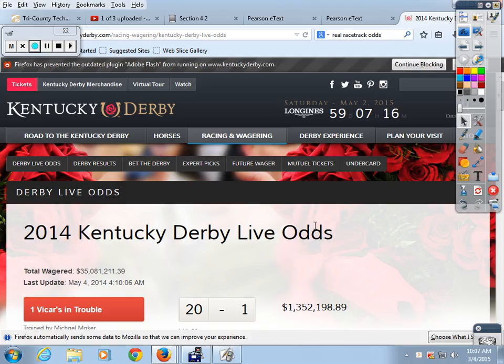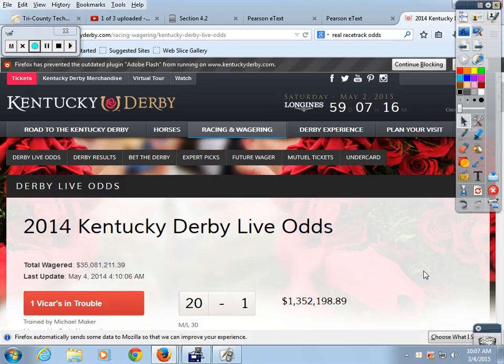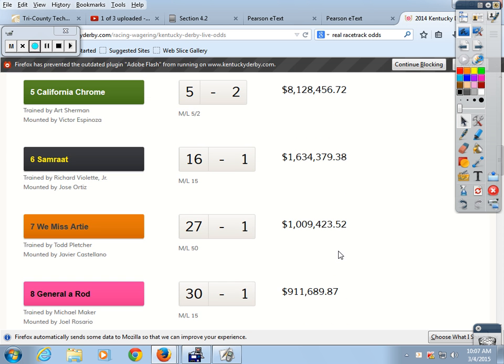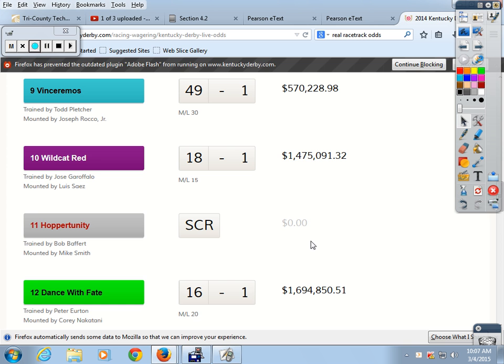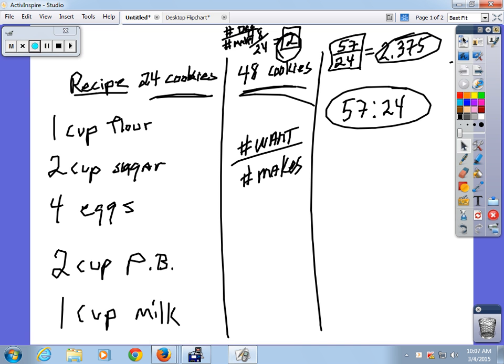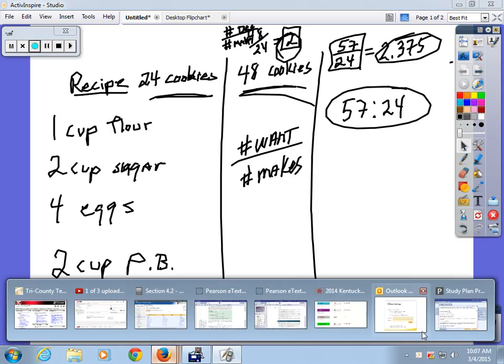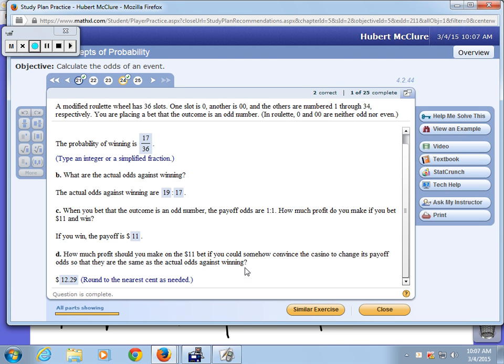But that's your odds, and that's how you do it. Because a lot of people don't know what they're doing when it comes to odds. You find the odds against, and you multiply it by the odds against right there. Okay? And that's a good problem, and that's a good test question also.